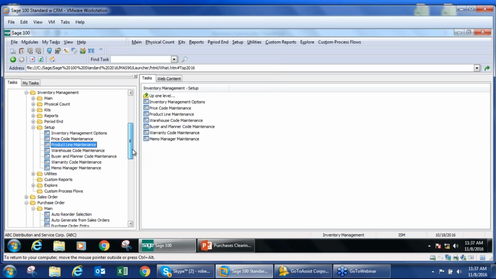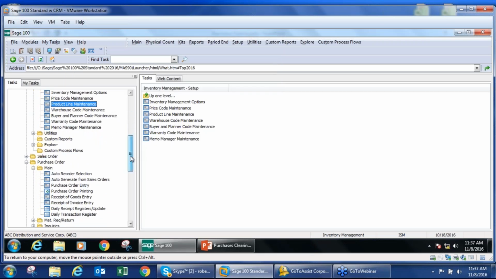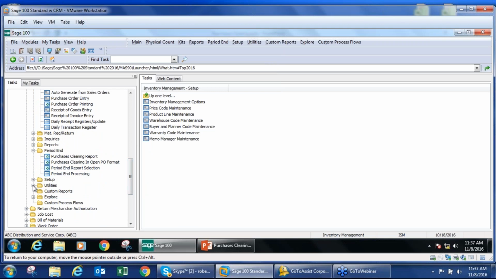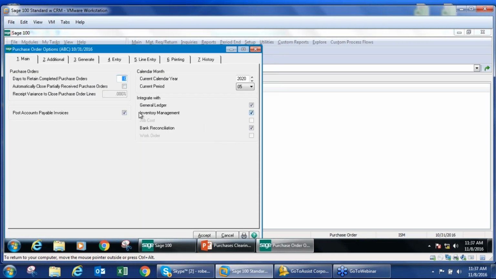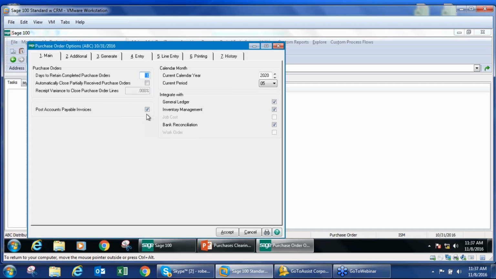Second, when we set up the PO module, we have a checkbox here to allow AP invoices to process through the PO module. If we uncheck it, the system is not going to allow you to post an invoice through the PO module.